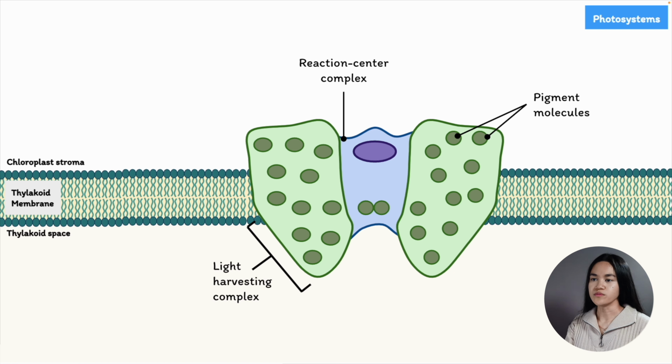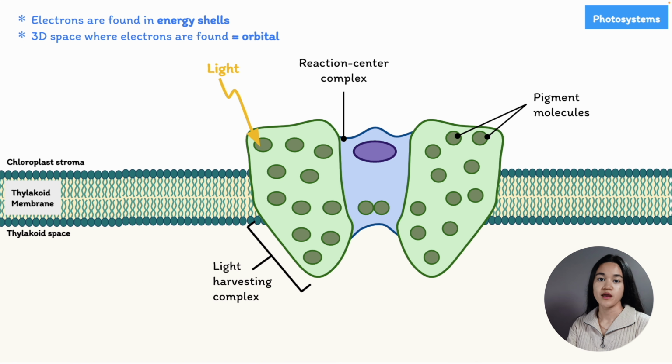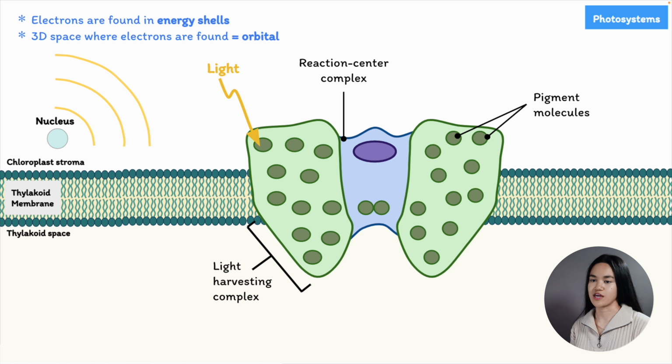A pigment molecule in the photosystem absorbs one photon, a quantity or packet of light energy at a time. When a pigment absorbs a photon, it's boosted to a higher energy orbital and it's said to be in an excited state. Let's slow down for a second and break this down further. Electrons are found in different electron shells. The 3D space where an electron is found most of the time is called an orbital. Electrons vary in the amount of energy they have. Remember, there's kinetic energy and potential energy, which is stored energy that matter has because of its location.